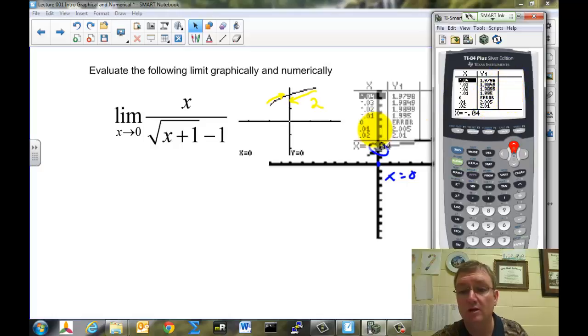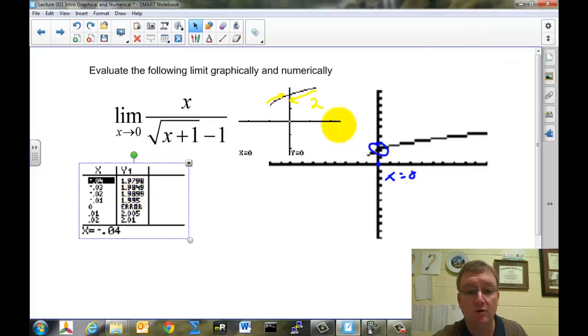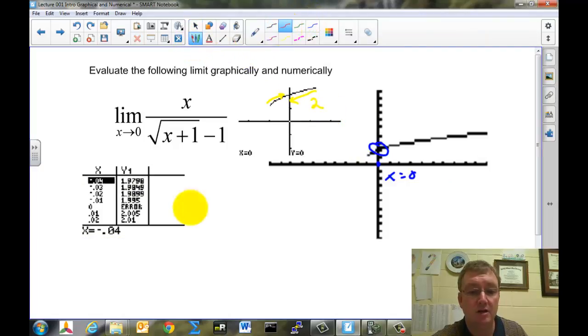So if we look at this graphically up here, or if we look at it numerically down here, I think in either case we can conclude that the limit is 2. So we can determine from this that for this particular problem, the solution is the number 2.